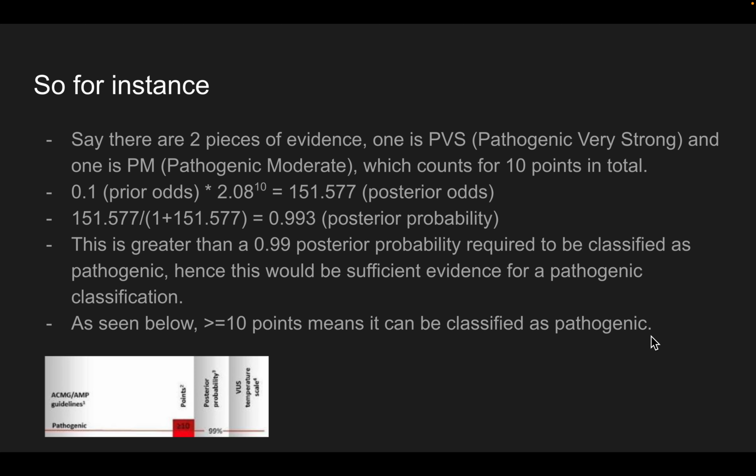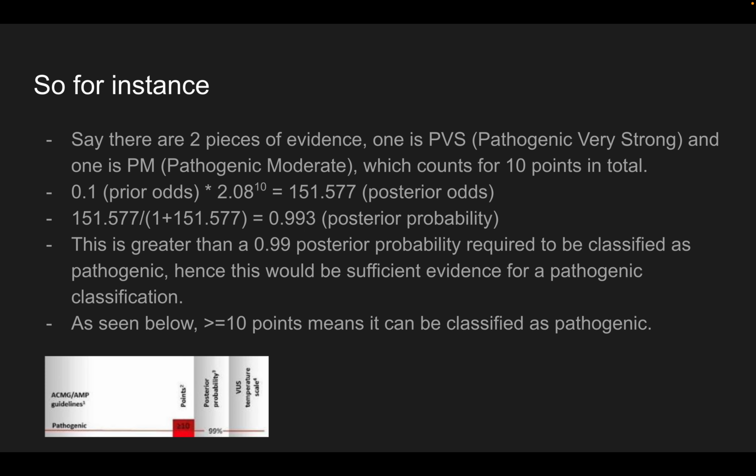You see that? So for instance, say that you have two pieces of evidence that support a certain variant. One of them is PVS, which means pathogenic very strong, that counts for 8 points. And the other one is PM, pathogenic moderate, which counts for 2 points. So you add the two up, they count for 10 points in total. So using the prior equations, 0.1 times 2.08 to the 10th equals 151.577, which is your posterior odds. And to turn that into probability, you get 0.993, which is basically 99%.